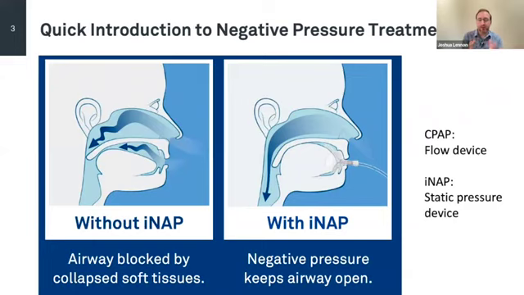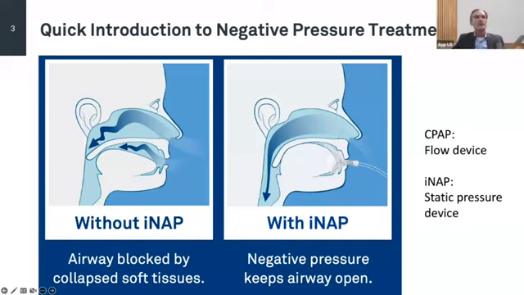As you can see, it uses a simple mouthpiece that inserts above the tongue and below the palate and creates a vacuum. And this vacuum helps to maintain the tissue in that anterior position to open up the retropalatal and retroglossal space so that there's plenty of room for air to flow in and out.